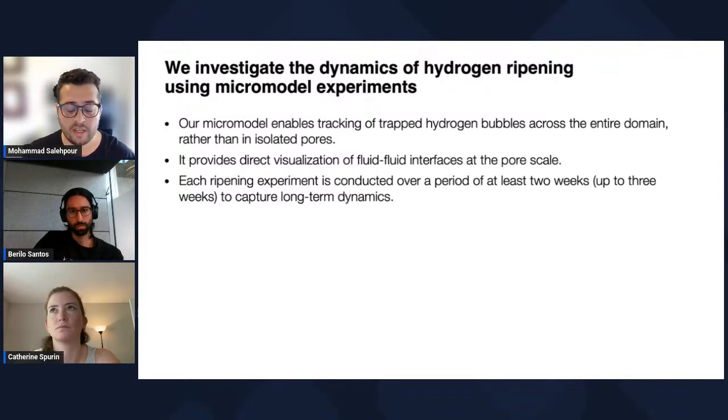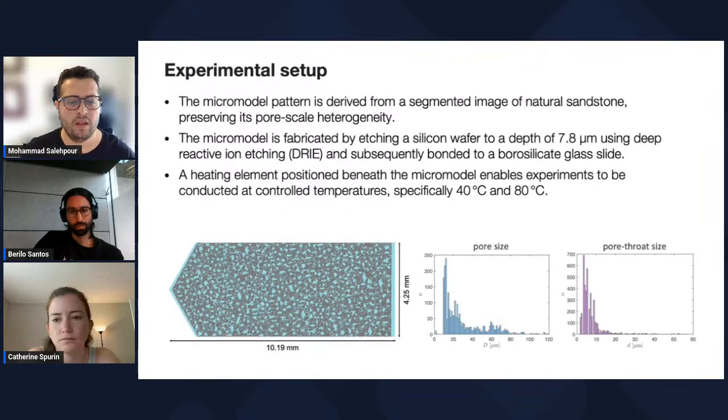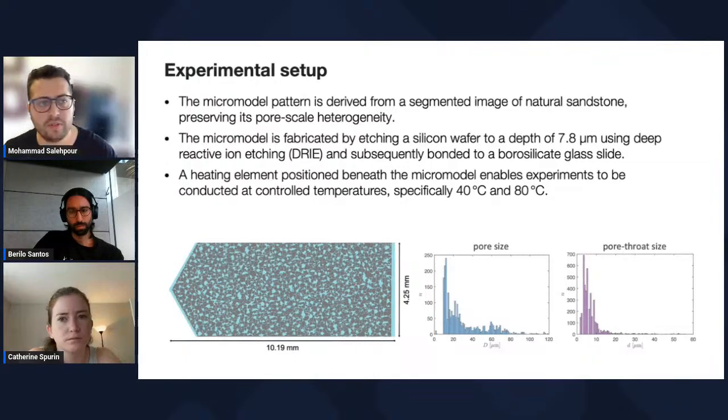Our microfluidic enables us to track the trapped hydrogen bubbles across the entire domain rather than isolated pores. It provides direct visualization of the fluid-fluid interface at pore scale. And each experiment can last over 2 weeks, depending on the temperature it was performed at. Our microfluidic is shown in the figure below.